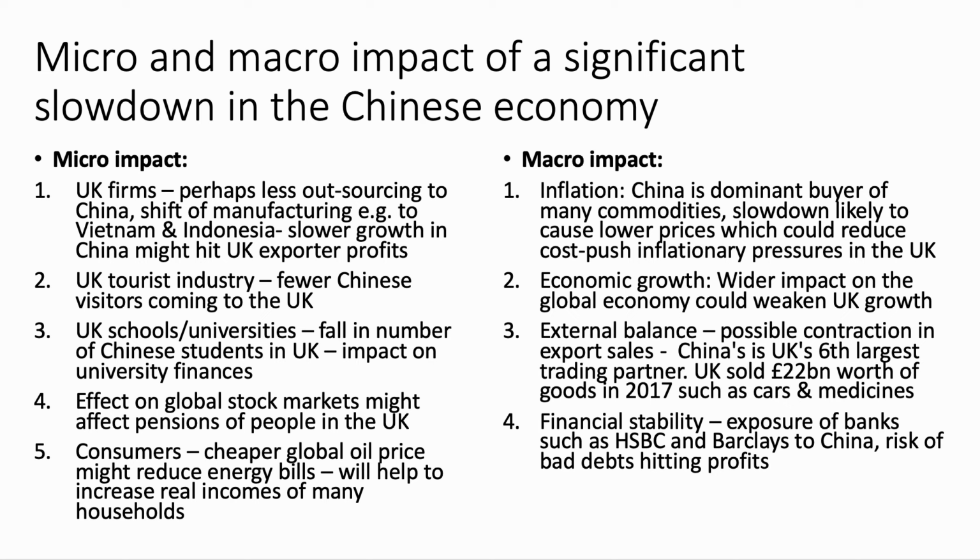What about the impact on the trade balance? Well, there is a possible contraction in UK export sales. China is the UK's sixth biggest trading partner. We sell over £400 million worth of goods every week to China, including cars and pharmaceuticals. So if China goes into a slowdown, this could lead to a contraction in export demand, and you could use an AD/AS diagram to show that.